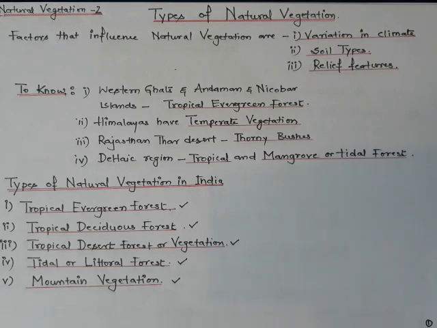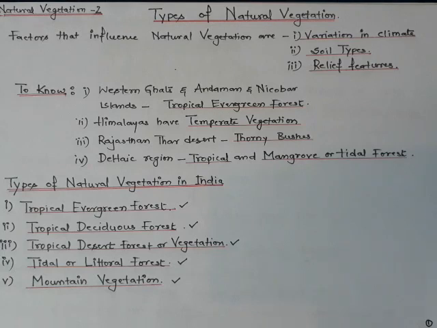Himalayas have temperate vegetation. For example, the foothill region has deciduous forest, and according to the altitude, the type of vegetation changes. At a higher altitude, usually Himalayas have alpine type of vegetation. For example, coniferous trees. Rajasthan Thar Desert has thorny bushes. The reason for this is scanty rainfall.